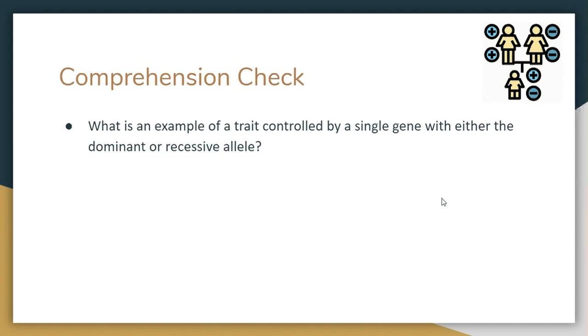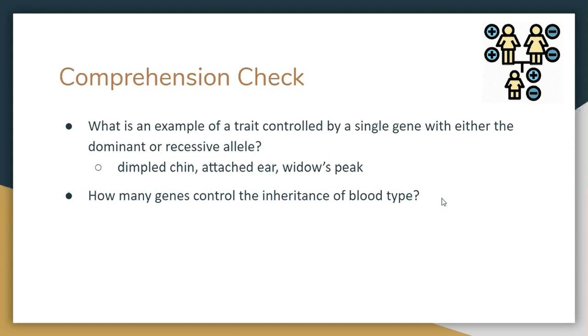Now, what is an example of a trait controlled by a single gene with either the dominant or recessive allele? Comprehension check. Remember, that was dimpled chin, attached ear, or the book says widow's peak. That's your hairline if it comes down in a V or a triangle shape, or if it's a straight line on your forehead. How about how many genes control the inheritance of blood type?